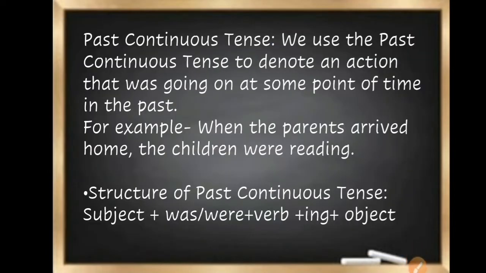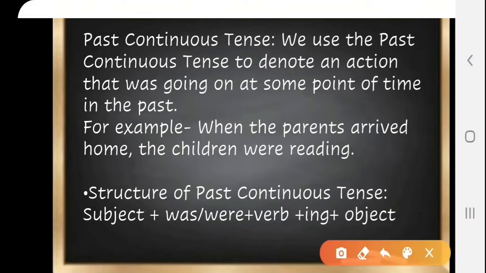Past continuous tense. We use the past continuous tense to denote an action that was going on at some point of time in the past. For example, when the parents arrived home, the children were reading. In this way, certain point of time is very important and the action was incomplete at that time. See the structure: subject plus was were plus verb plus ing plus object.